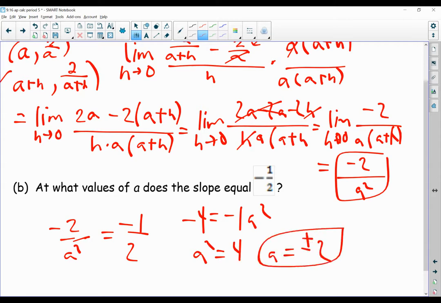So if I plug in 2 or negative 2 as a and I do the IROC, I'm going to get negative 1/2 as the slope.